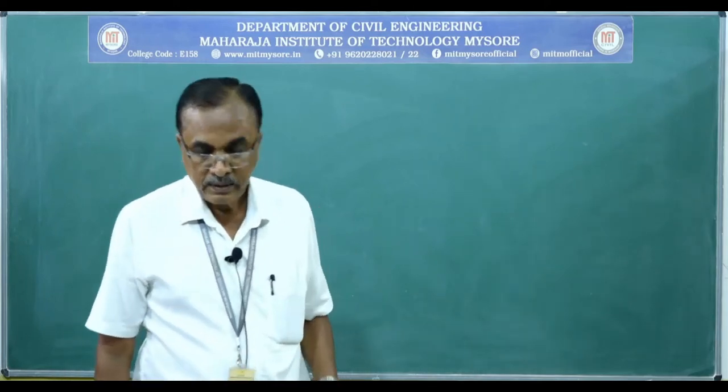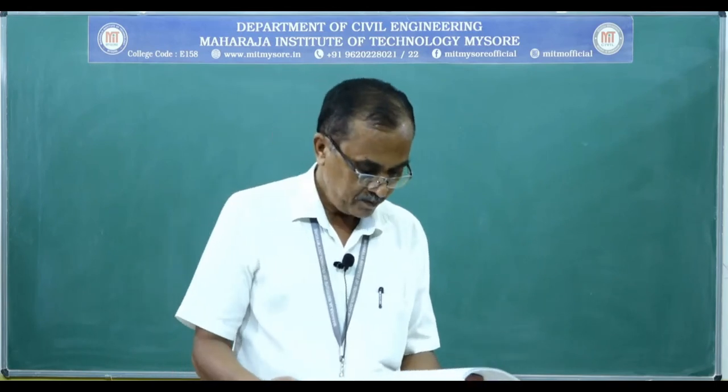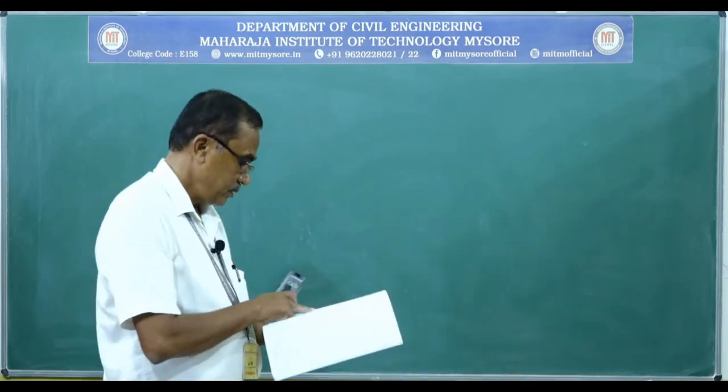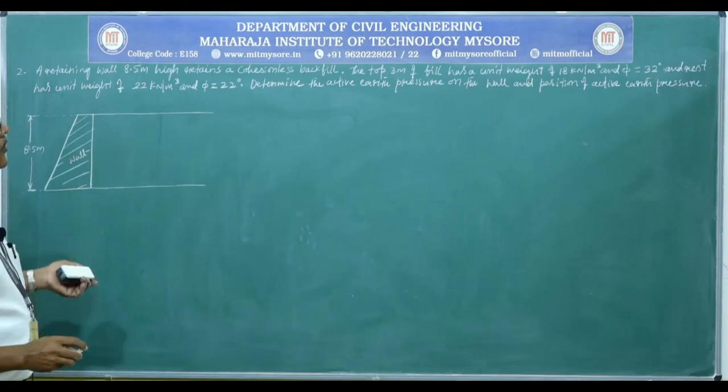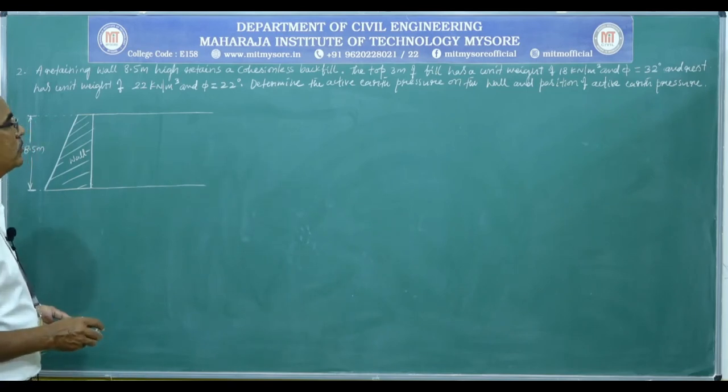Welcome back. Now let us take another numerical problem. The top 3 meter of the backfill has a unit weight of 18 kilonewton per meter cube and phi is equal to 32 degree.